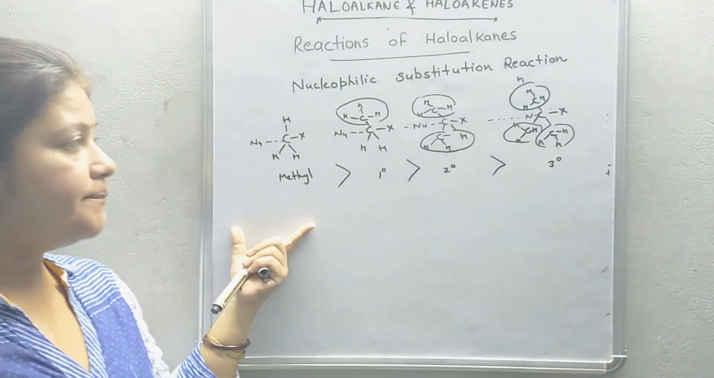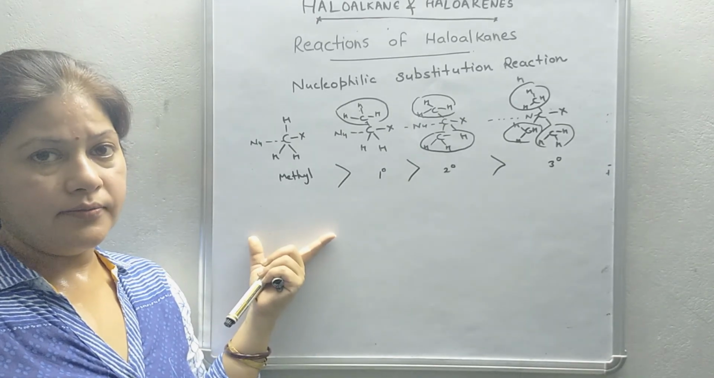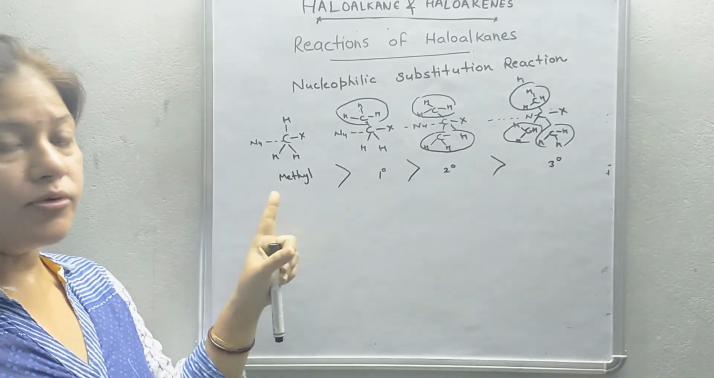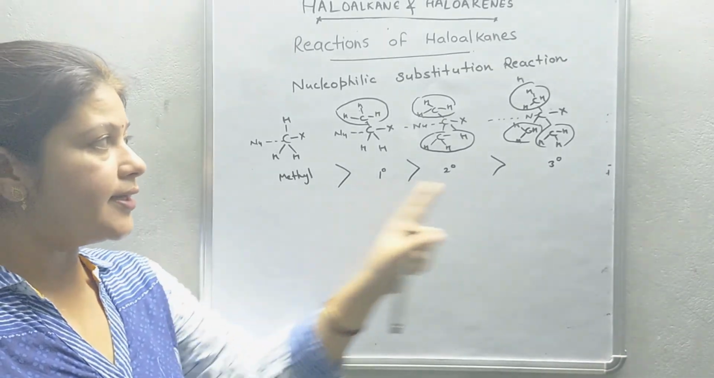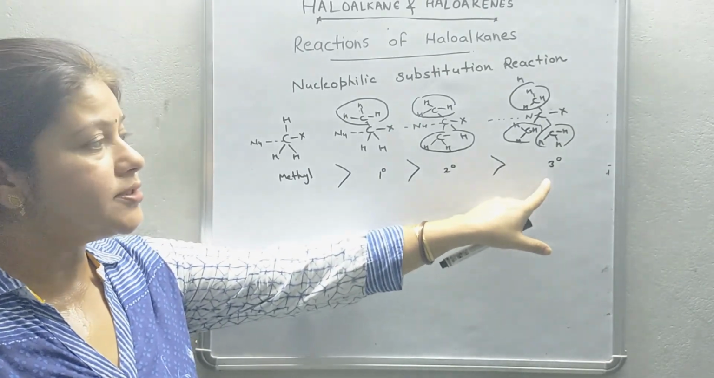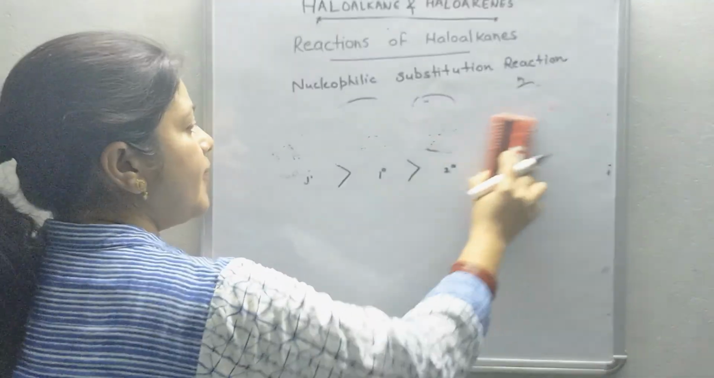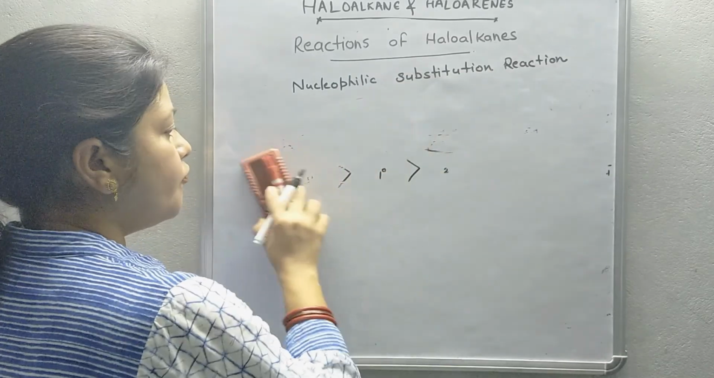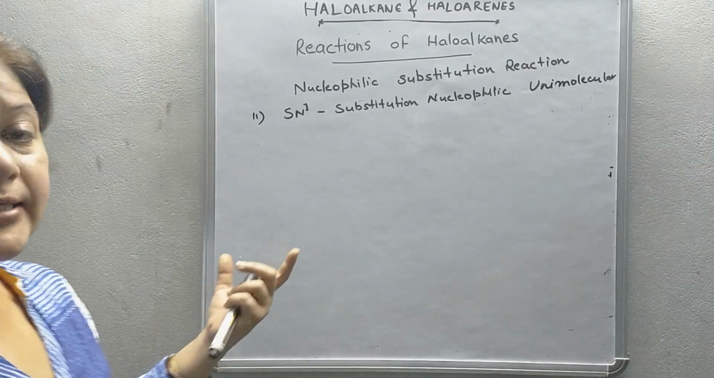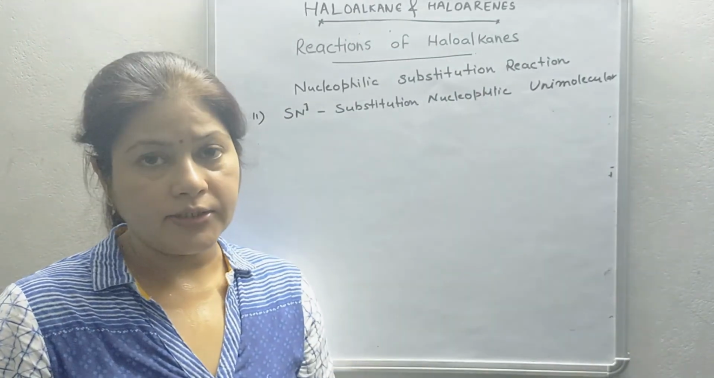Okay, understand? Now we come to the SN1 reaction mechanism. This is clear. Methyl chloride is most reactive towards SN2, whereas butyl halogens is least reactive. Now we understand the mechanism of SN1 reaction. SN1 means substitution nucleophilic unimolecular reaction.